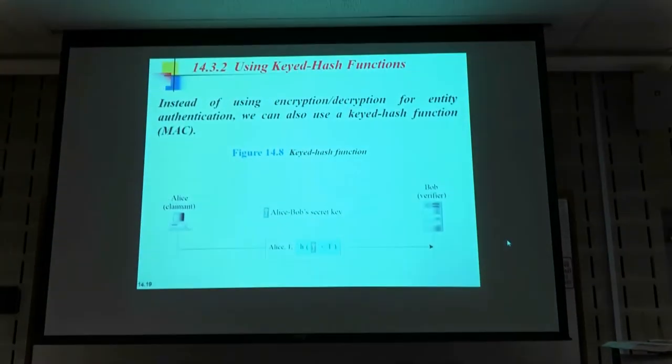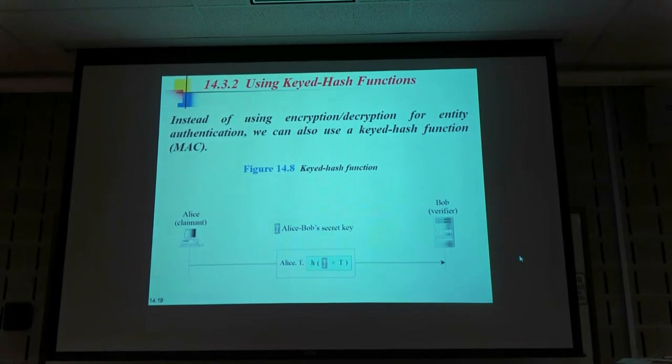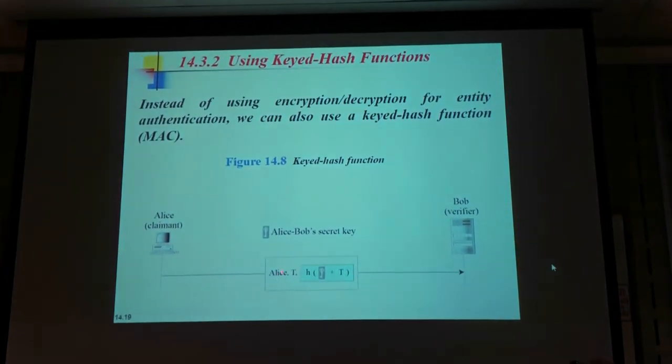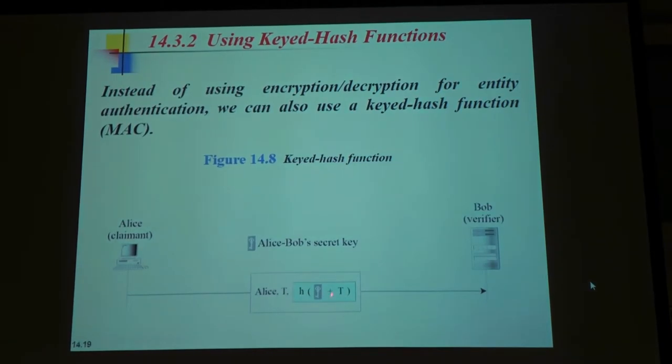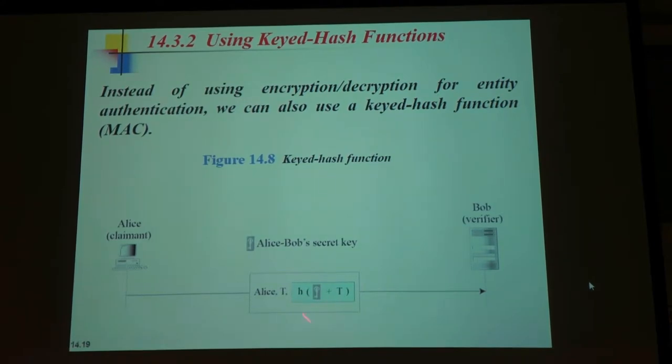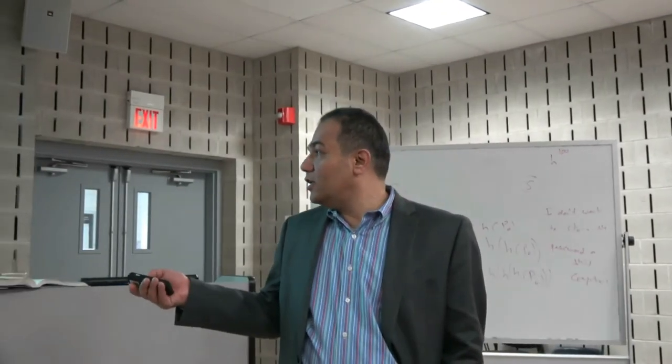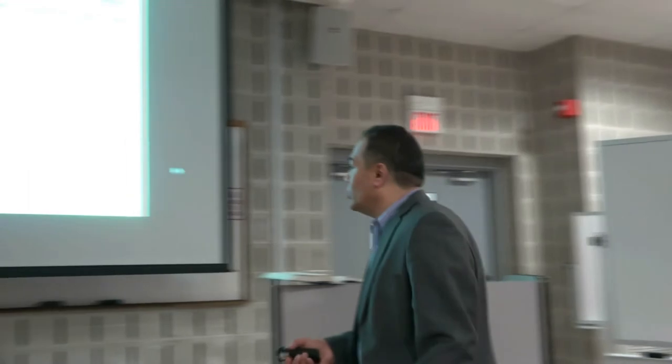So what will happen in here, okay, Alice will send her name, a timestamp, and then the hash of the Alice-Bob secret key. So Alice and Bob know the key in here, all right? It will hash the key, so it's not going to send the key or the password. What you are sending in here is the hash of it, plus T, the time. So why do you have to do it like this?